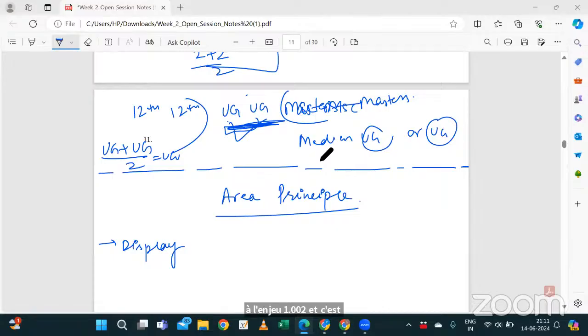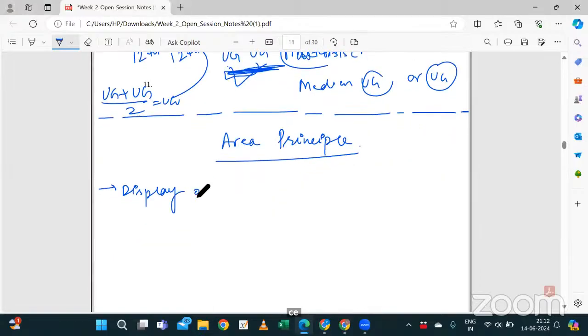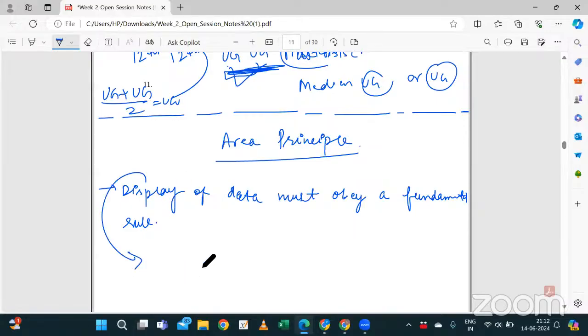Okay, so let me cover this concept. We need to discuss something called the area principle. What is the meaning of the area principle actually? Whatever data I want to display, this display of the data must obey a fundamental rule. I'm just writing a formal definition, and I will explain it. Let me write it in layman's terms.